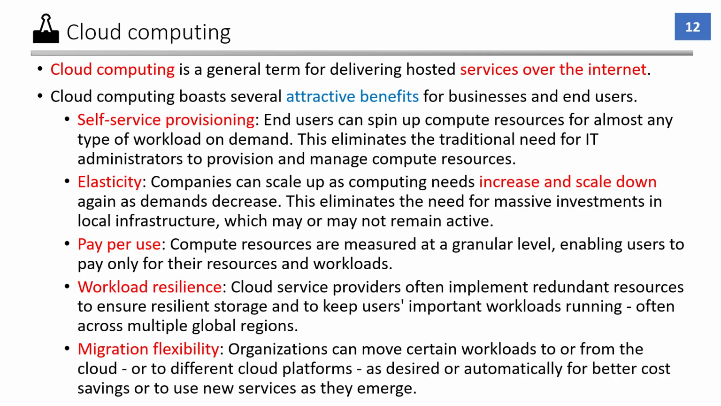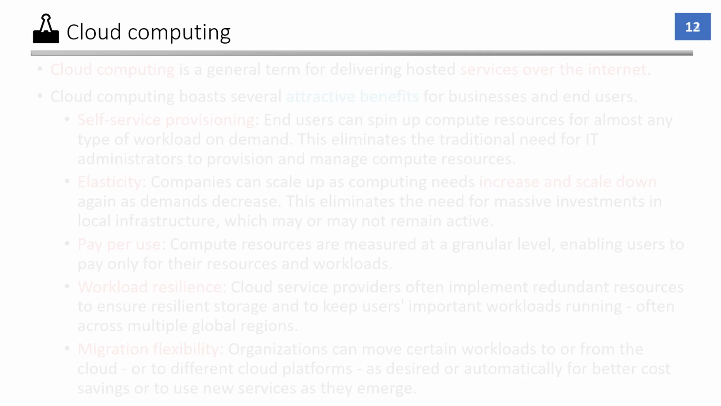Cloud computing also follows a pay-per-use model. Users only pay for the resources they actually use. Workload resilience ensures that important systems keep running because cloud providers use backup resources across different locations. Finally, migration flexibility allows organizations to move workloads between local systems and the cloud, or between different cloud platforms.